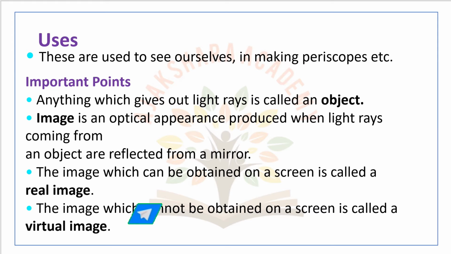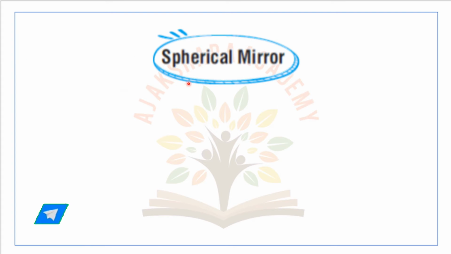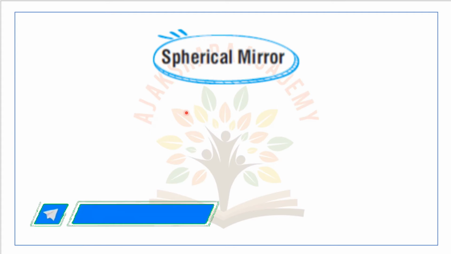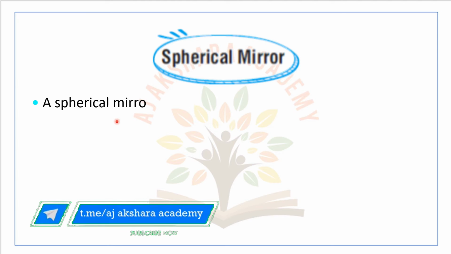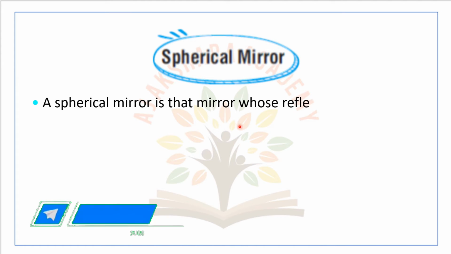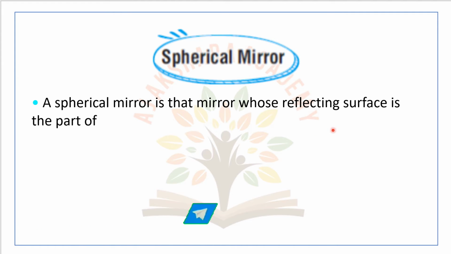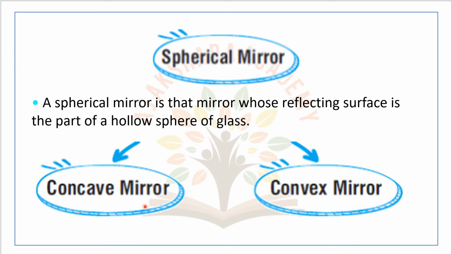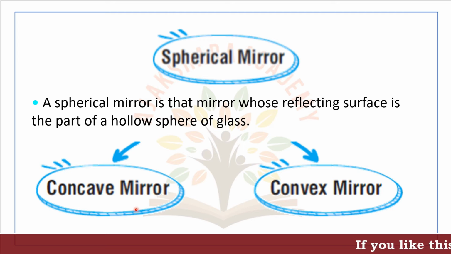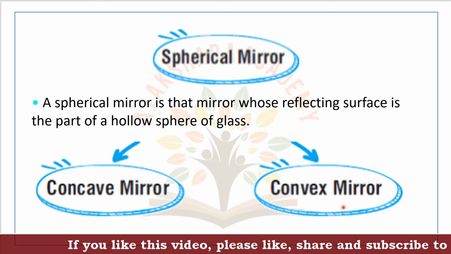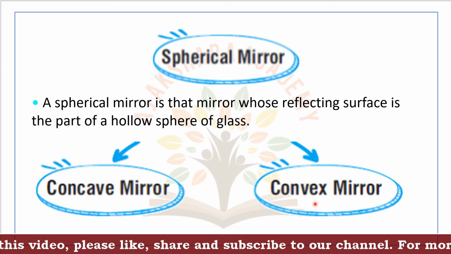Okay. Next, spherical mirror. Now, let us discuss. A spherical mirror is a mirror whose reflecting surface is a part of a hollow sphere of glass. Simply, a part of a hollow sphere is known as a spherical mirror. There are two types of spherical mirrors. One is concave mirror and the other is convex mirror. Now let us discuss.